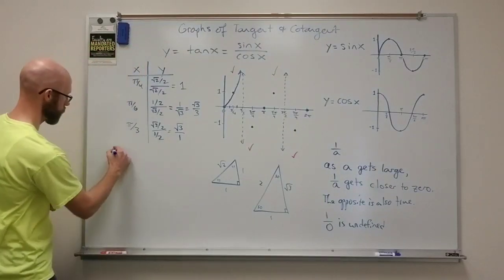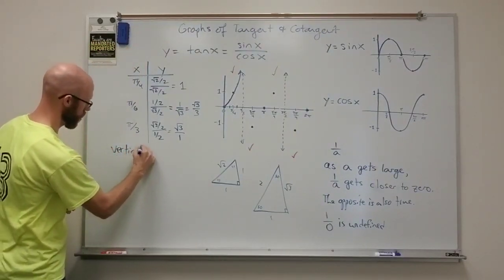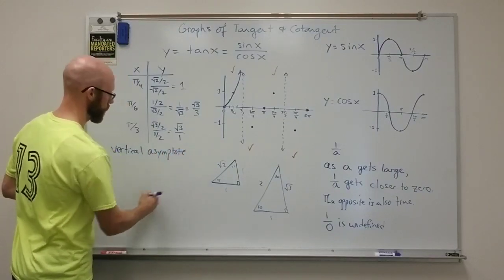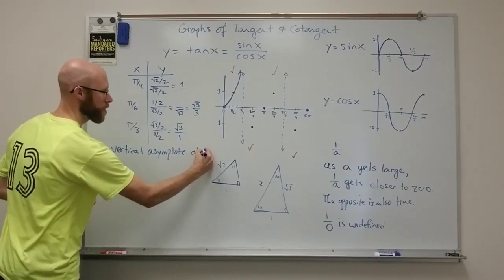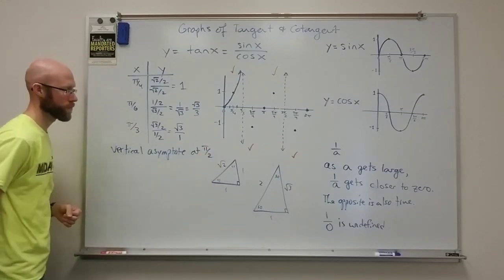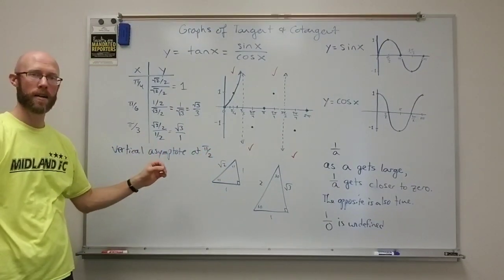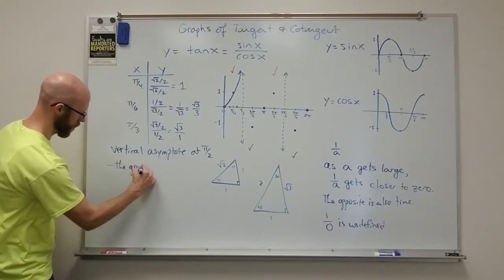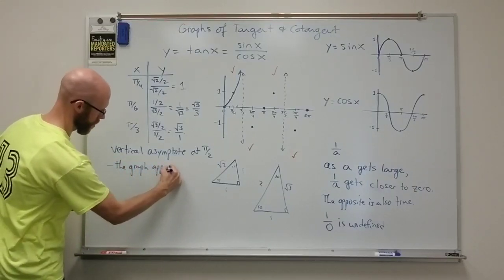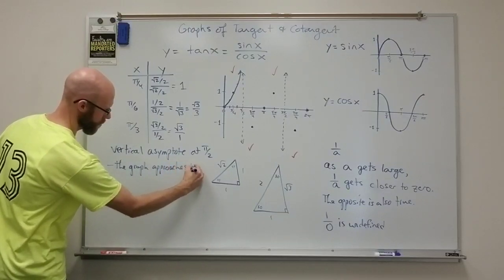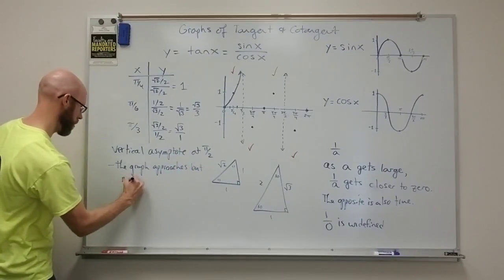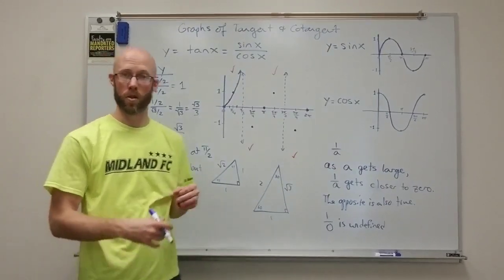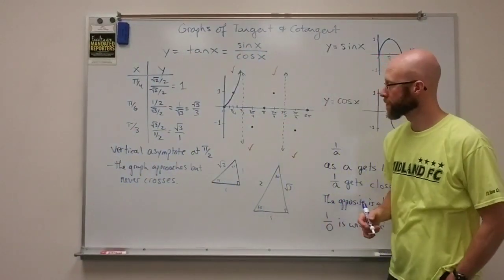All right, so we have a vertical asymptote at pi over 2. Again, that's a line that the graph approaches but never crosses. So you get closer and closer without crossing it.